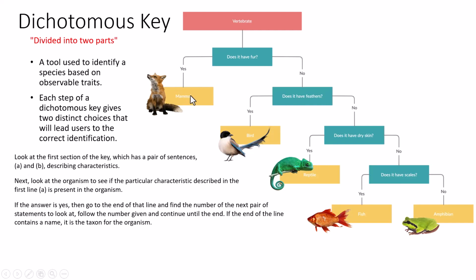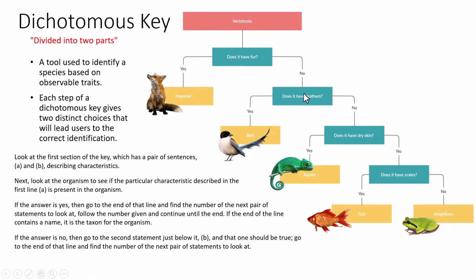So for instance, if we were looking to classify these 5 organisms and we read the first statement, does it have fur? We would immediately go, yes, it does. We would go mammal. That is in fact a mammal. If it does not, we continue down this way. If the answer is no, then go to the second statement, so that would be B. In this case, does it have feathers? If it's yes, it's a bird. If no, we continue. Does it have dry skin? Yes, it's a reptile. No, it would be an amphibian or a fish. And does it have scales? Yes, it would be a fish, or no, it would be an amphibian. Again, we work through all of these statements with a simple yes or no, and we get the taxon of these particular organisms.